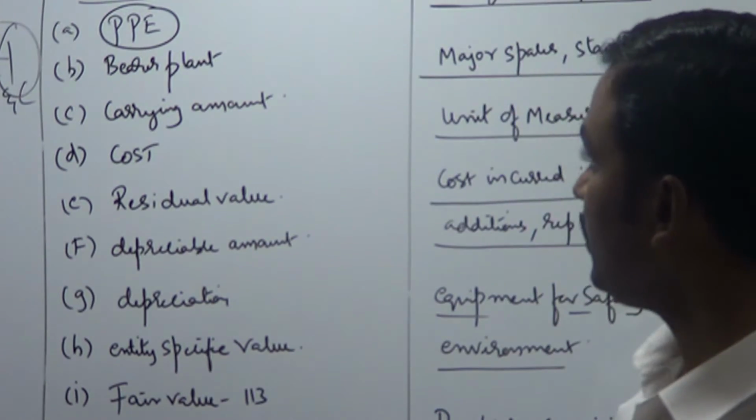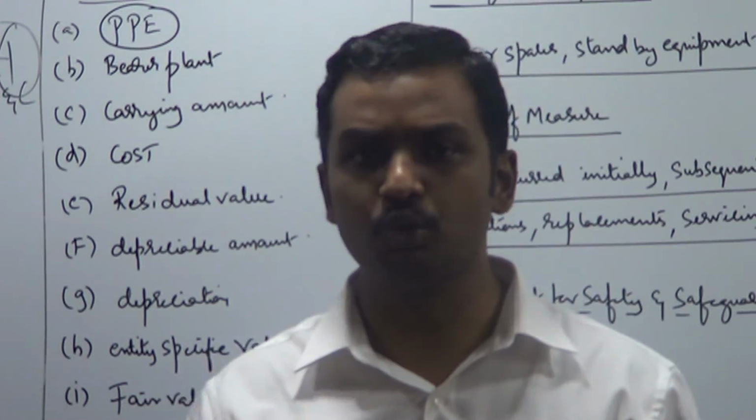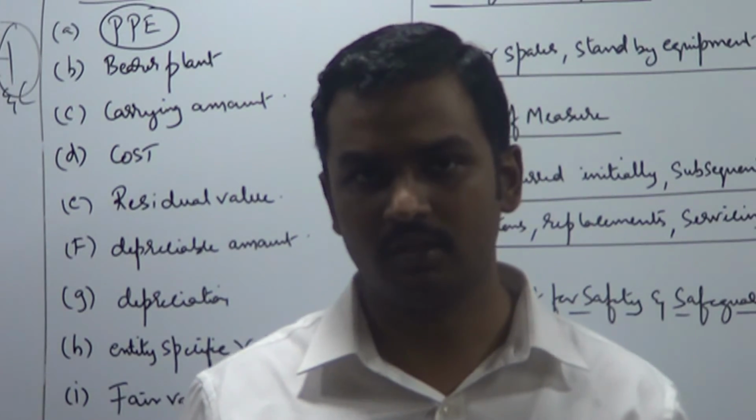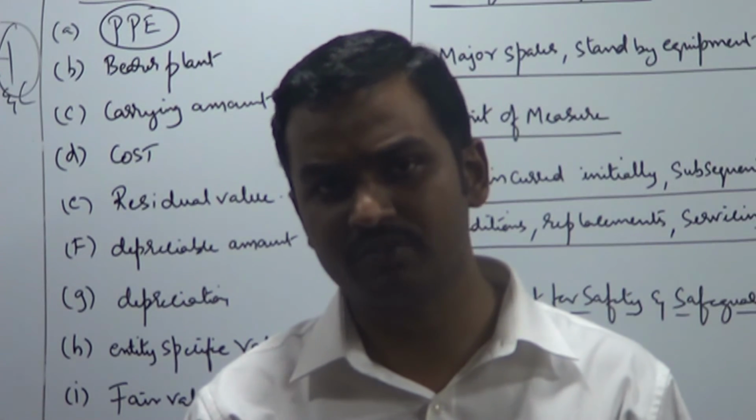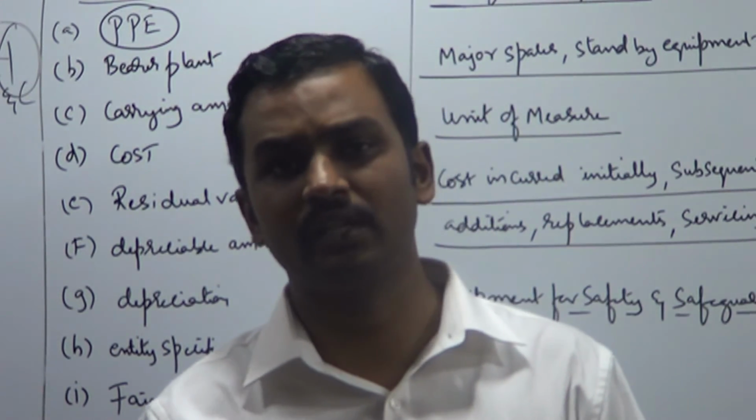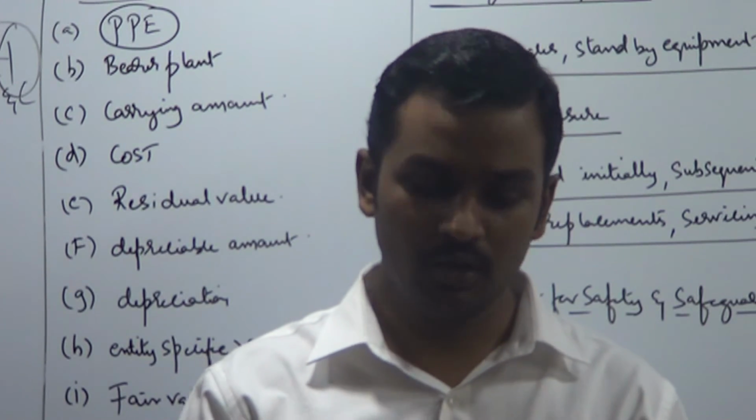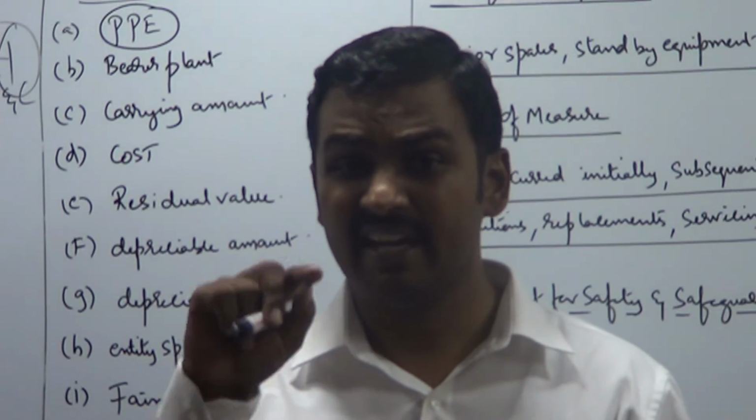And the more important point is we expect to use them for a period of more than 1 year. So there are 2 points. They should be held for production of goods, provision of services, administrative purposes or for rental to others, and they should have an expected life of at least more than 1 year. So such tangible items are considered as property, plant and equipment.